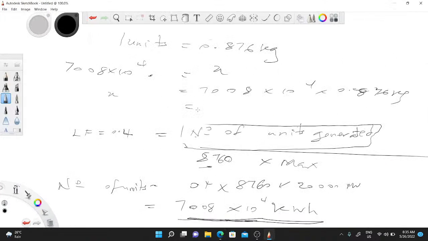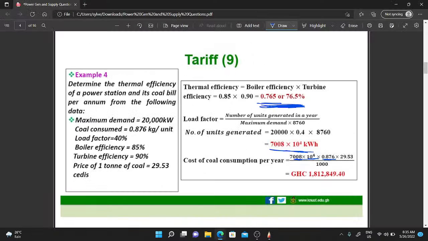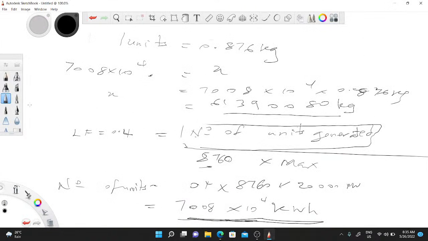Okay, so if you multiply, let me do the multiplication. We are getting 7008 by 10 to the 4 times 0.876. So that's giving me 61390080 kilograms. So this is in kilograms. But we're given the price of 1 ton, which means I have to change the kilograms to tons.